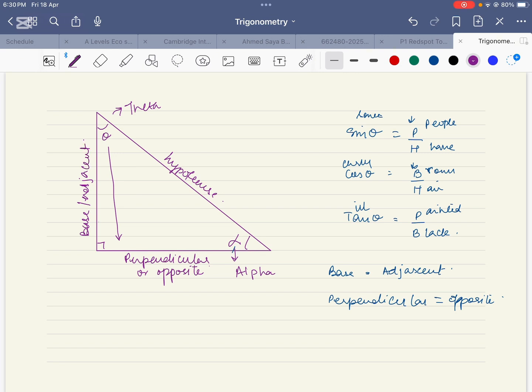And if we look at alpha, in accordance with alpha, the side directly in front of it becomes the perpendicular or opposite, and the side where the angle is made becomes the base or adjacent. I'm not going to use the words opposite and adjacent, rather I'm going to use the words perpendicular and base.